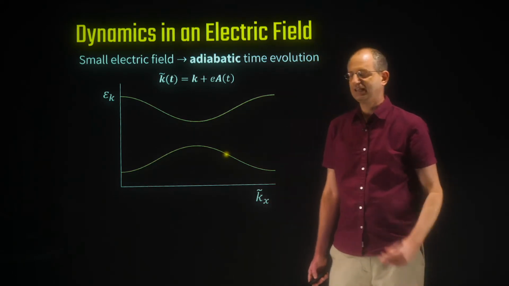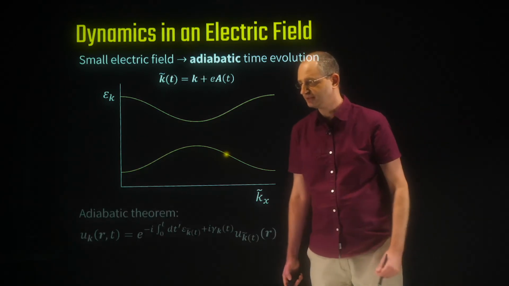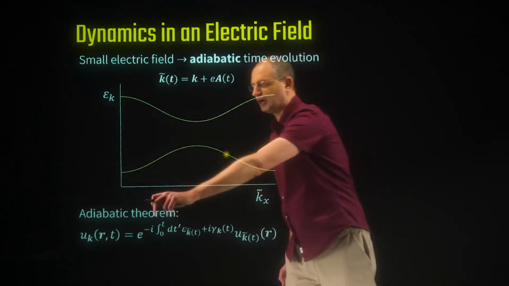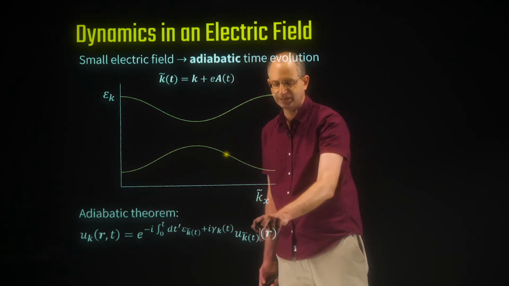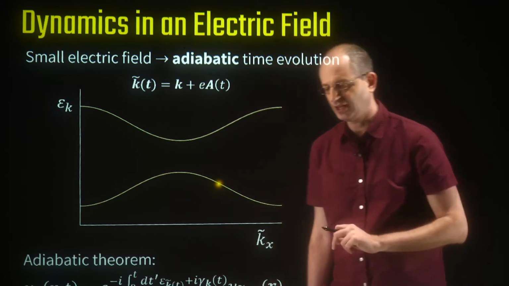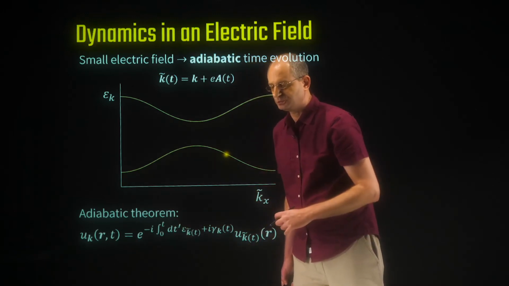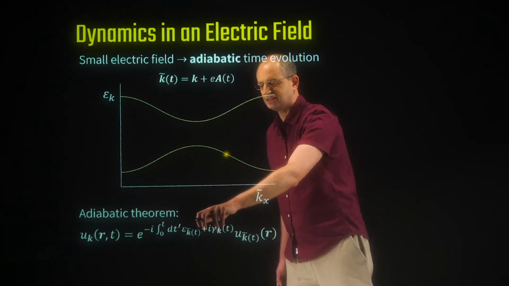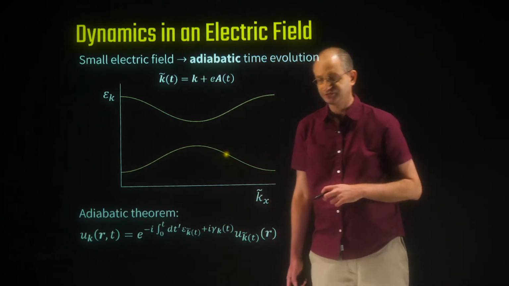And moreover, if our electron started from a certain Bloch wave function, we know how this Bloch wave function would evolve in time using the adiabatic theorem. So we know that the wave function u_k of r and time t is just going to be equal to the wave function u of k tilde of t, meaning simply the corresponding Bloch state at the shifted momentum k tilde after time t, times a phase, which is equal to the sum of two terms. The first term is the dynamical phase, which is the integral over time of the instantaneous energy epsilon of k tilde of t. And the other term, as usual, is the Berry phase gamma of t.